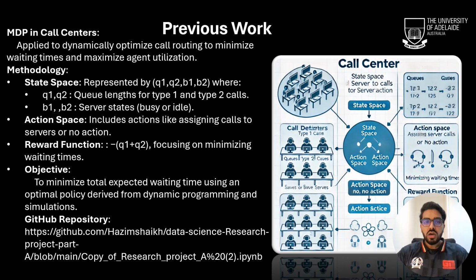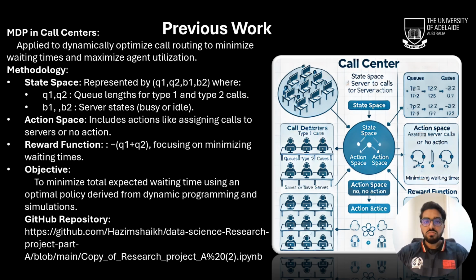We tackle this by applying Markov decision process. Here, the state of the system is a combination of the queue lengths and the status of the servers, whether they are busy or idle. Our goal was to make decisions based on this state, deciding which calls should be routed to which agents, or whether we should wait before making any assignments. The heart of the system is the reward function, which penalizes long waiting times. Essentially, the reward becomes greater when fewer customers are waiting, which directly translates to improved performance.